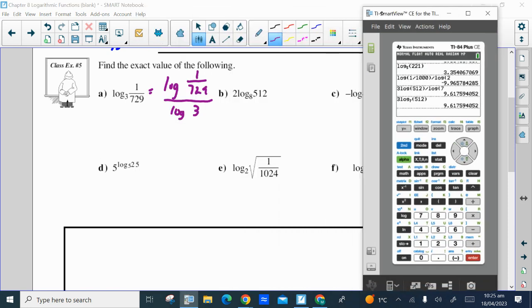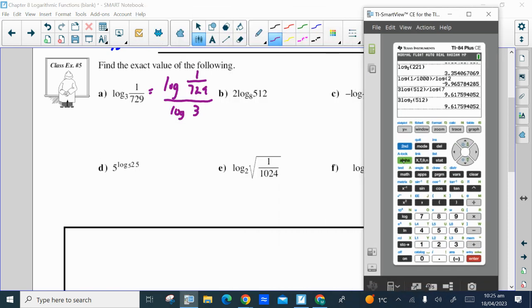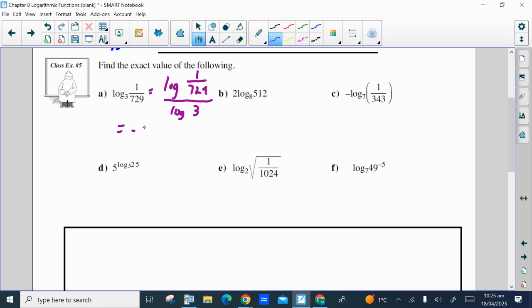Again, if you have the newer operating system, you can do it that way. If not, then you have to use a change of base identity like I've shown. So this will be log base 3 of 1 over 729. And there's your answer. Remember, you can get a negative answer when you take the log.